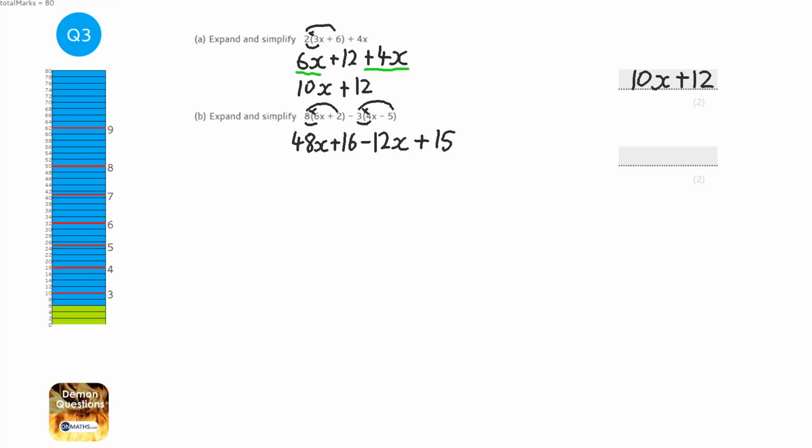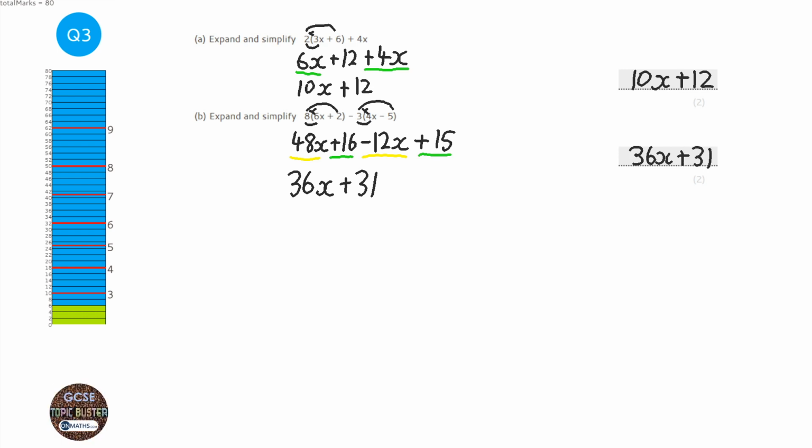Then we look for like terms, so we've got the 48x and the minus 12x, and we've got the plus 16 and the plus 15. So we want to do 48x take away 12x. So if we take away 2 it's 6, if we take away 10 it's 36x. Then we want to do 16 plus 15. Well, 15 plus 15 is 30, so that's going to be 31. So the answer is going to be 36x plus 31.